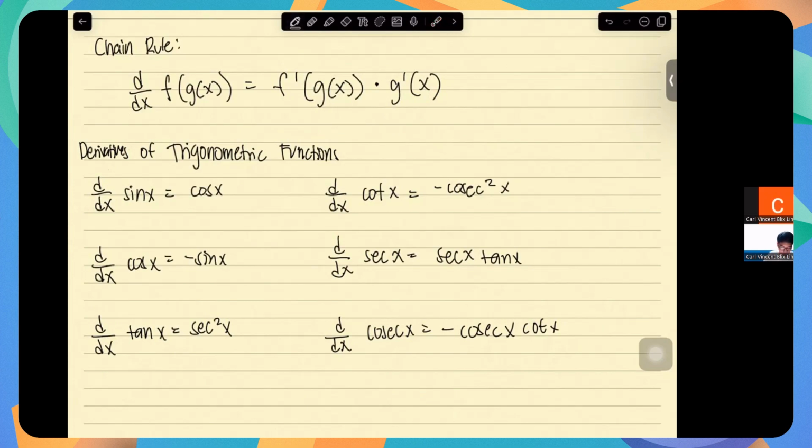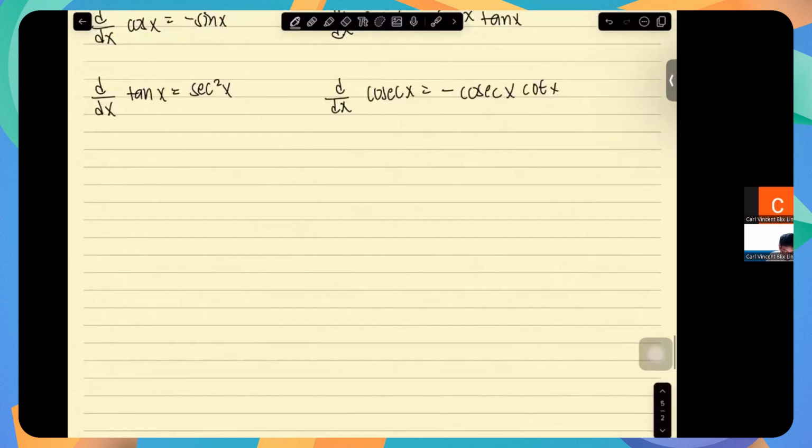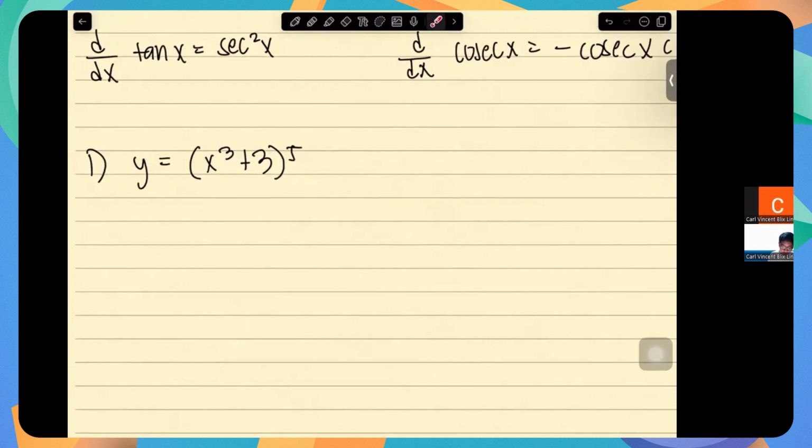So first we have number one, y is equal to (x^3 + 3)^5. One way to do this is to simply multiply it by itself 5 times, but who knows? Can you do it? No, I don't think I can do it either. So we can say that this is our inner function, and this is our outer function.